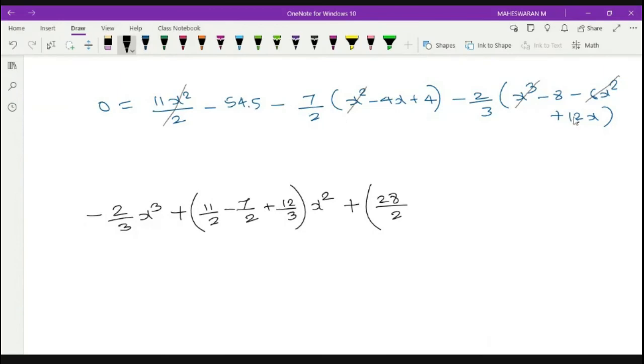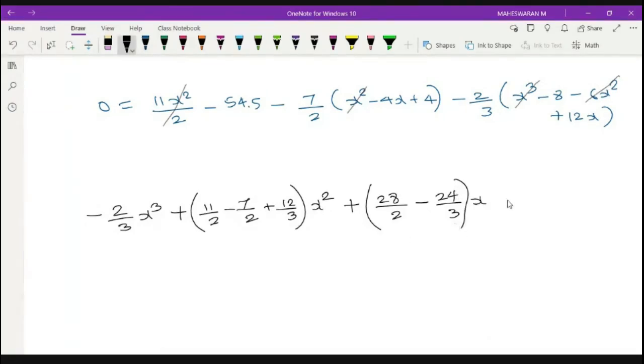Okay. Next, this one is minus. So minus into plus is minus. So minus 24 by 3, 24 by 3x. That's it, I think so. So this is my term.